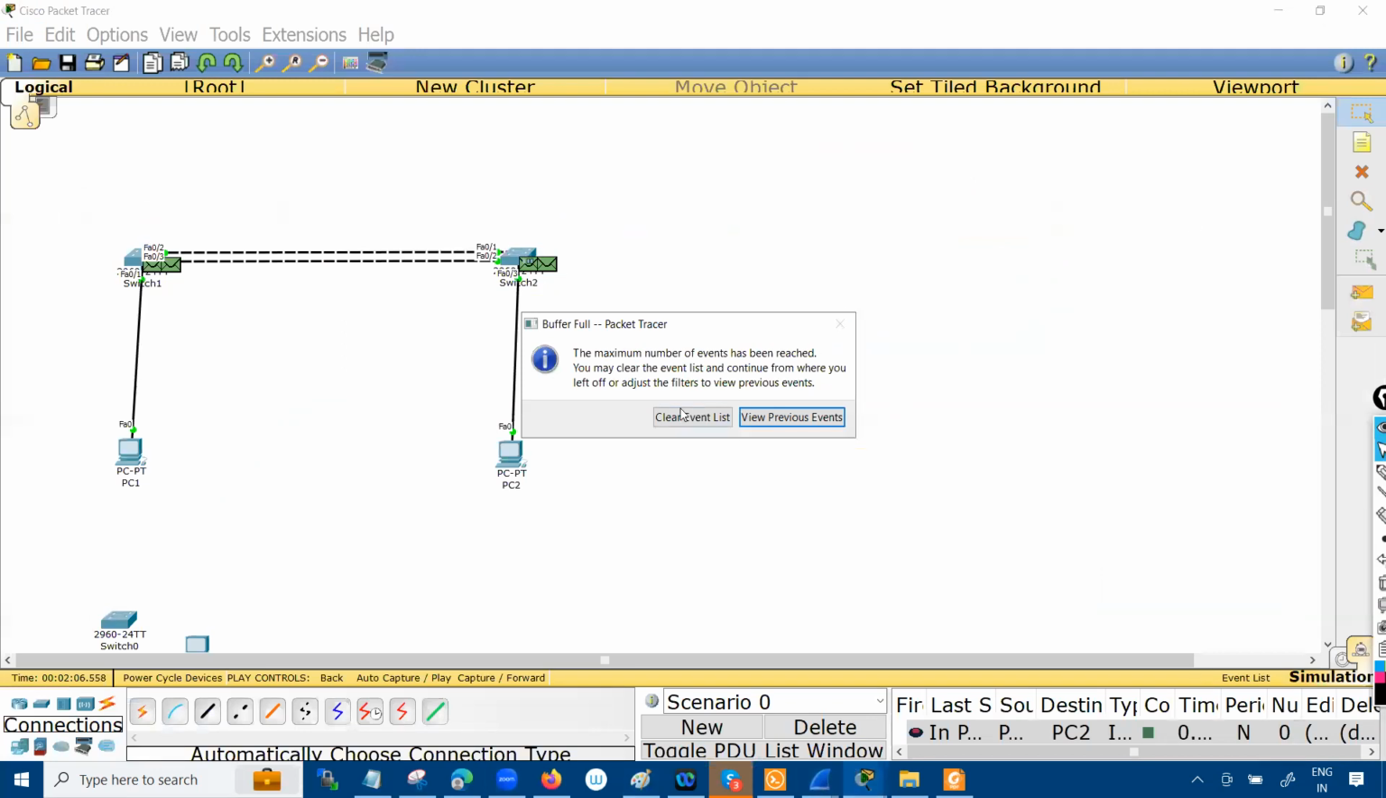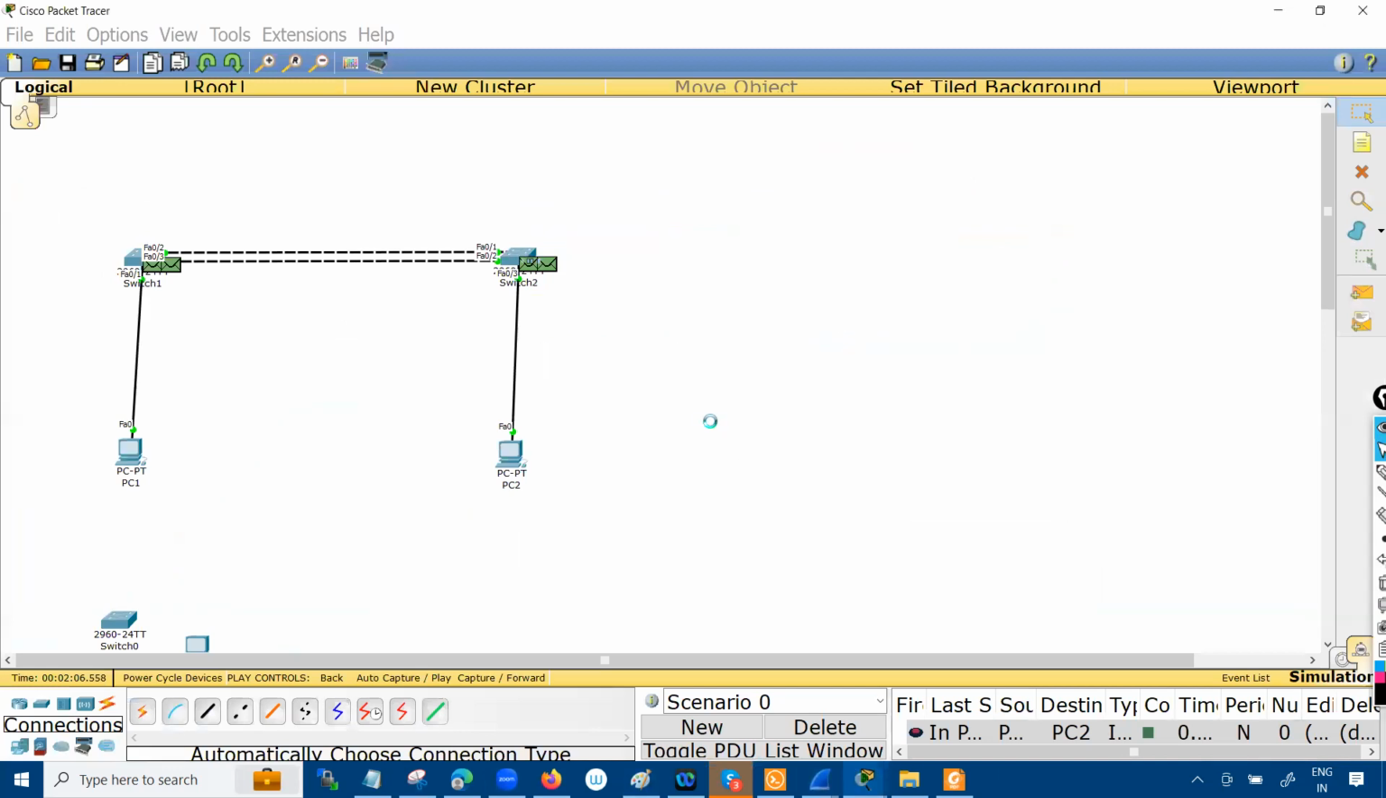All right. I wonder how that affects the network. They see the problem with the loop, so it's been 2 hours. The maximum number of events has been reached, so you may clear the event list, right? The buffer is full now. So yes, the problem is there.